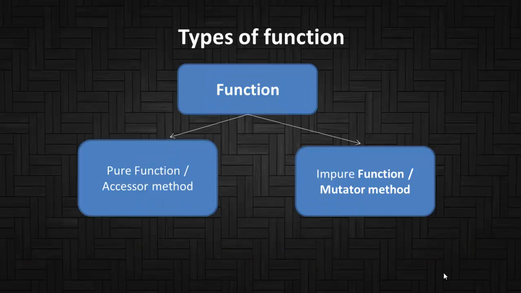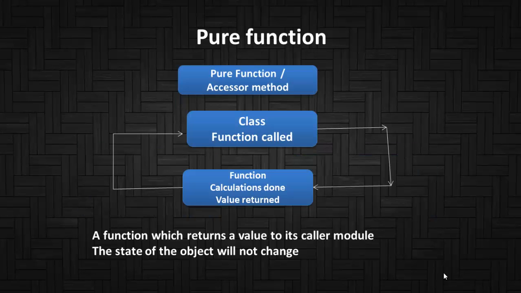Types of function: pure function or accessor method, and impure function or mutator method. Pure function: a function which returns a value to its caller module. The state of the object will not change.